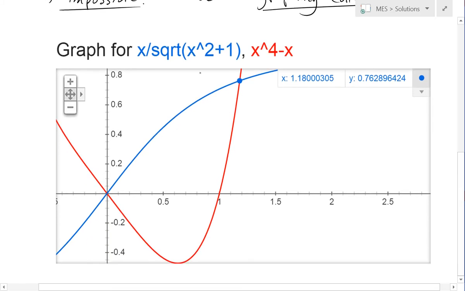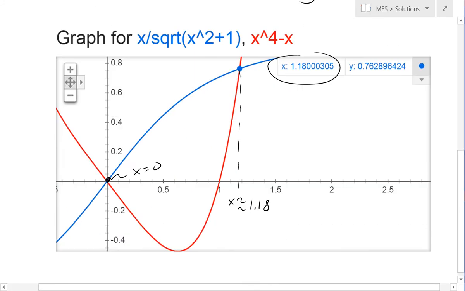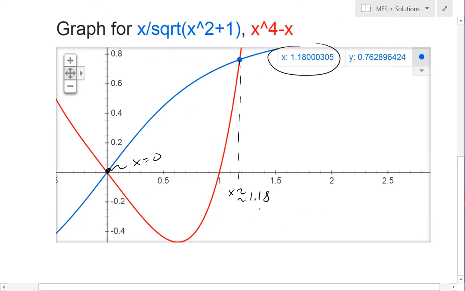If you just type in Google the equation x divided by square root of x squared plus 1 and x to the power of 4 minus x, as you can see, you have the two functions and where they intersect. At this point it's about x equals 0, and this point right here, which is about x is approximately 1.18. So we could just use these two values, x equals 0 and x equals 1.18.